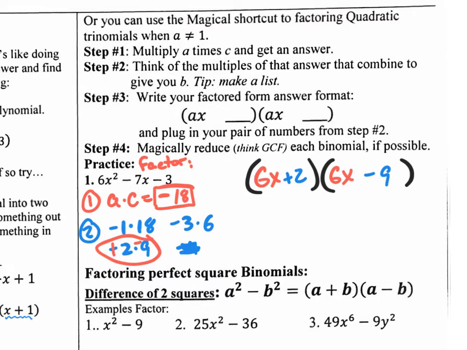And here is step 4, the magical step of reducing or dividing, think GCF of each binomial, if possible. If you can't reduce it or divide it, then just leave it. But right here, 6 and 2, what could you divide both of those by? 2. So what's my answer going to be if I divide both of them by 2? 3x plus 1. And over here, 6x and minus 9. What could I divide both of those by? 3. So what do I get?